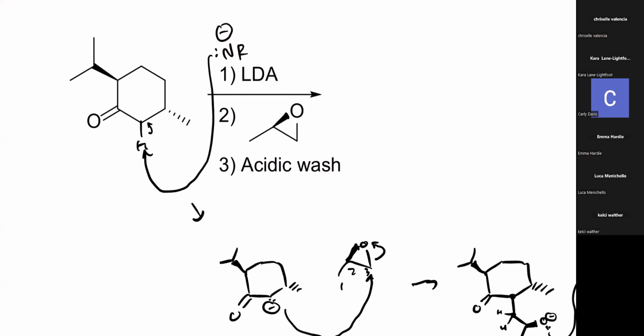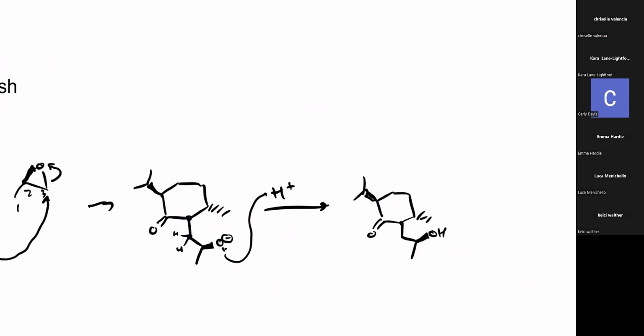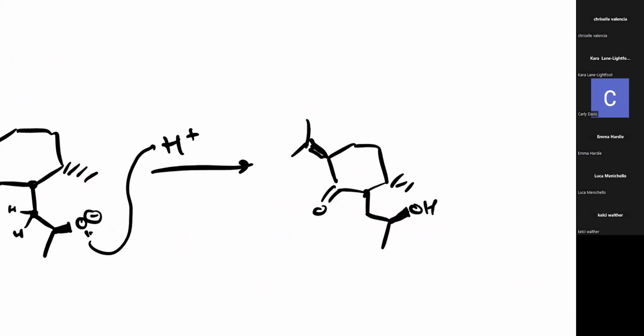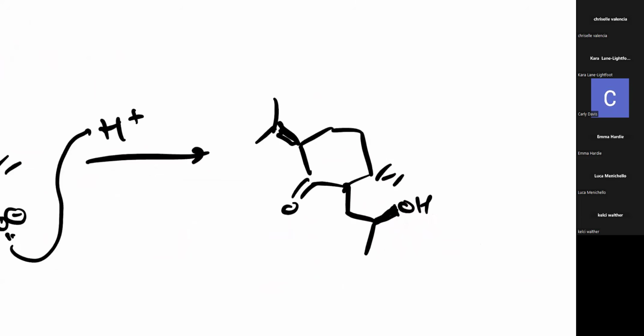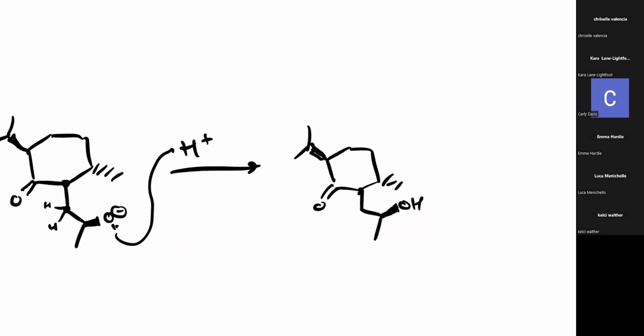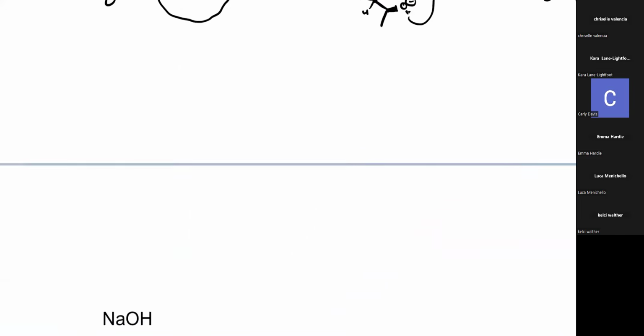Right. I went from something that had no chirality to something that was chiral, and I had no way of defining that. I had no way of directing that. And anytime you go from something that's not chiral to chiral, and there's nothing telling you what side you add to, yes, this could be a wedge or a dash, but it is a chiral center. That's a good eye. Good question.